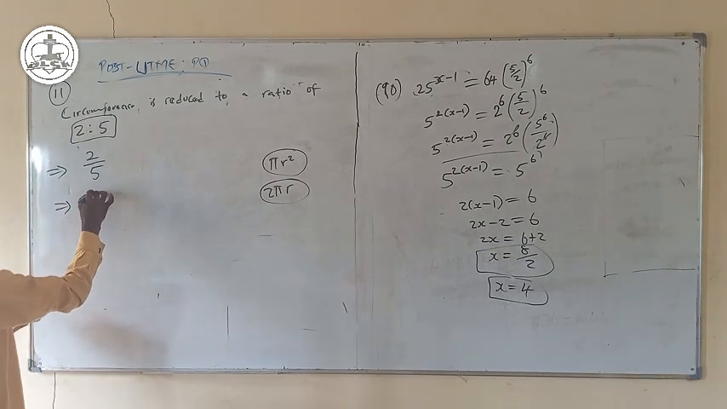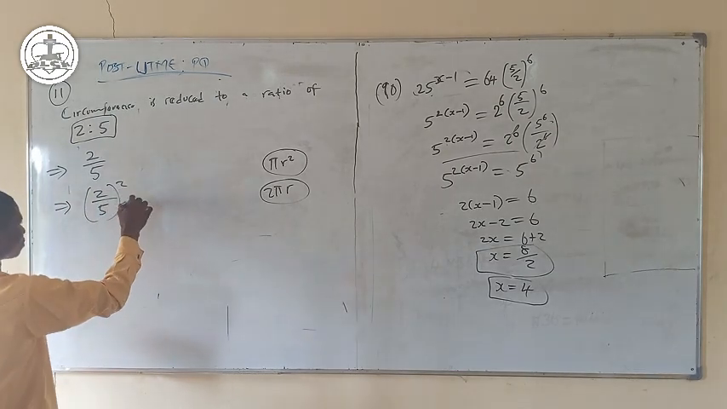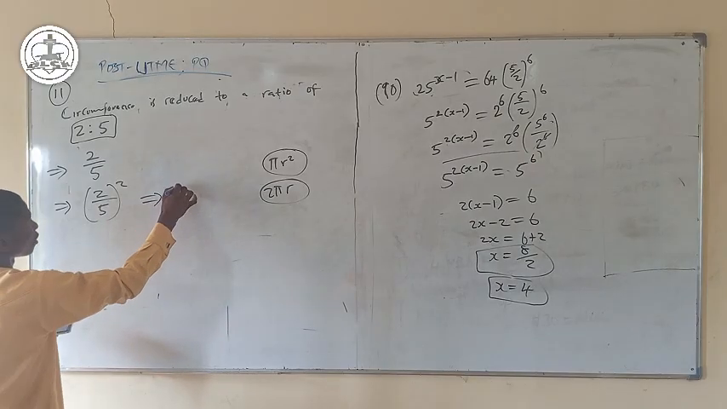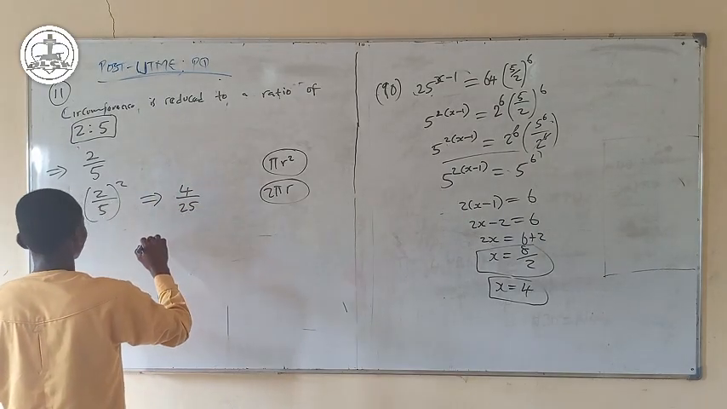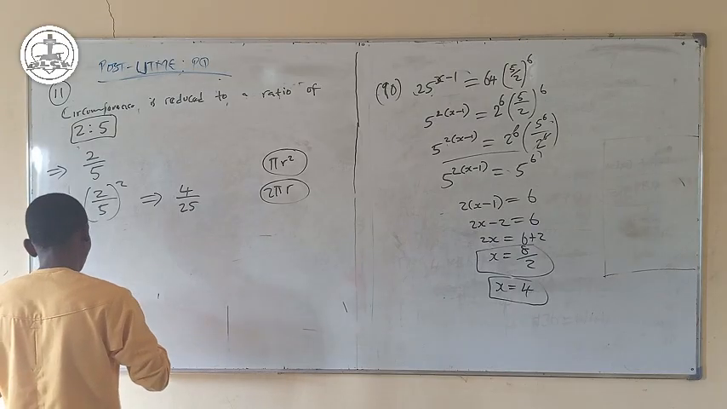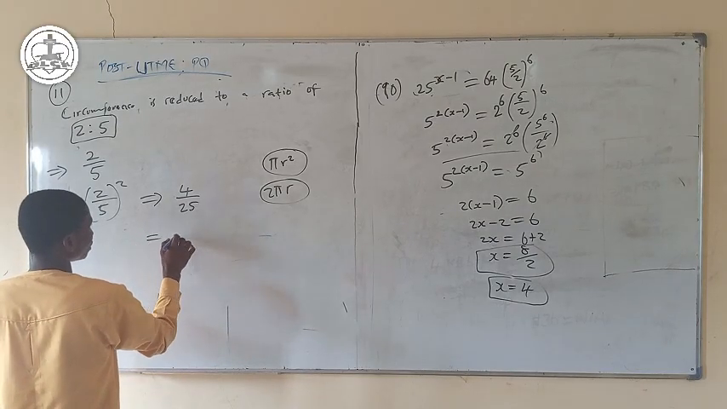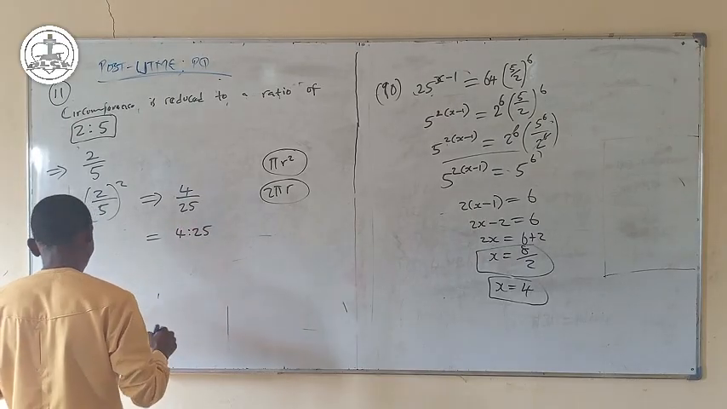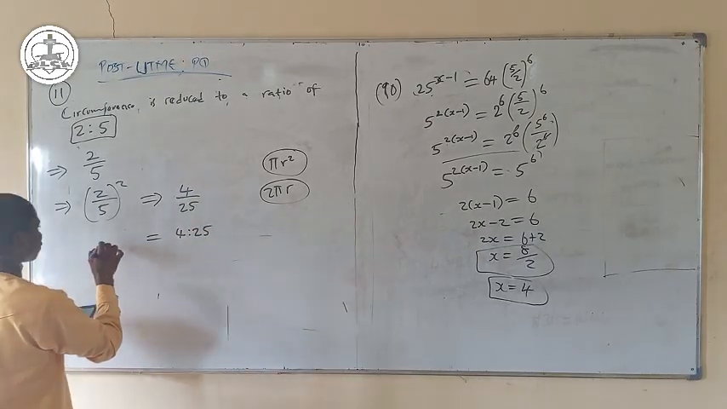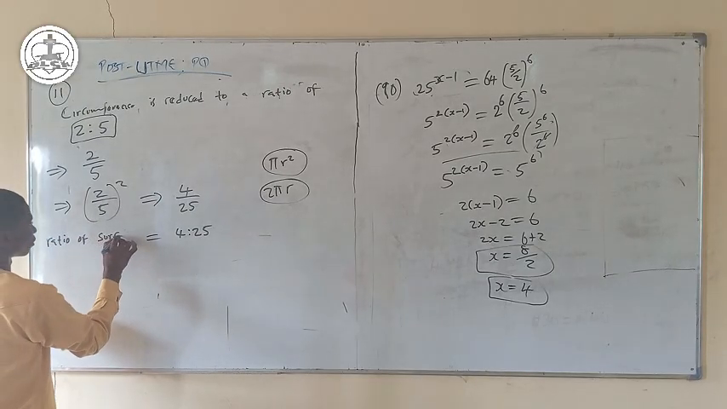then the surface area will be in the form 2 over 5 squared. We are scaling it in this form, 2 over 5 squared. So this will be what? 4 over 25, right? And what do we have here? This will be 4 is to 25. 4 is to 25 as the ratio of surface area.